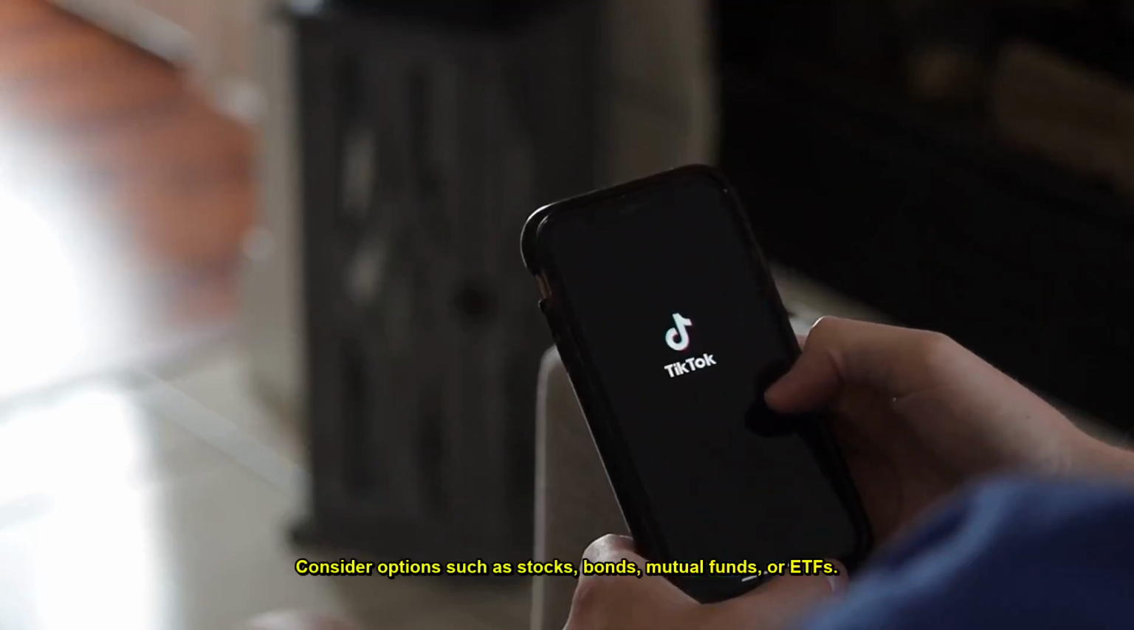Log into your Citibank account after registration. Navigate to the investment section of the website. Choose the type of investment that interests you. Consider options such as stocks, bonds, mutual funds.